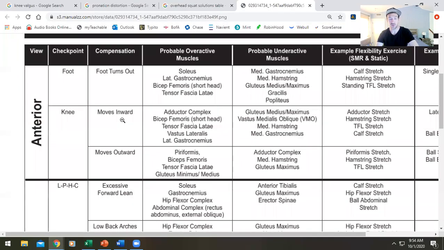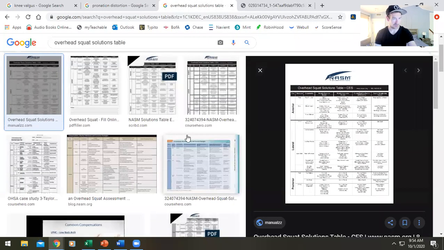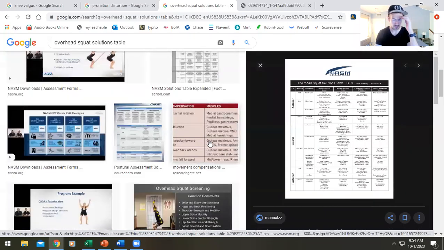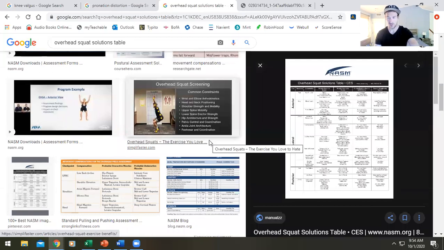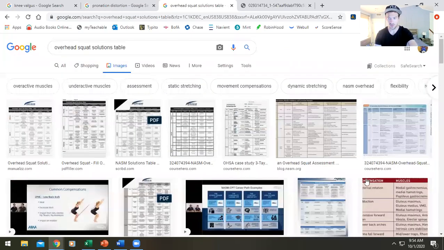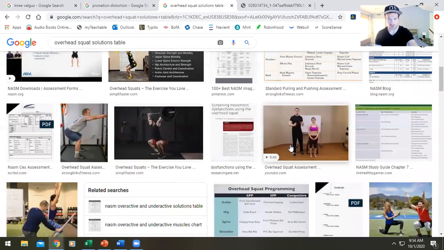And then again, if we go back to our list here, if we see knees cave in, one thing that you're going to see probable overactive, and this is actually where they will change the list slightly when you go from the normal NASM solutions table to the corrective NASM solutions table. So let me find the shorter version here. These are all the corrective ones.